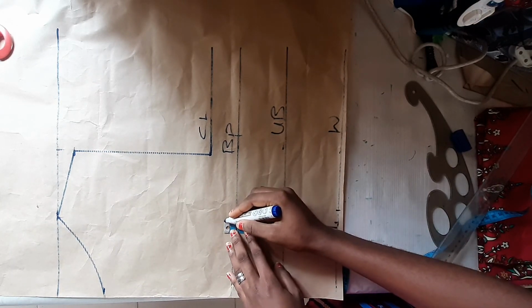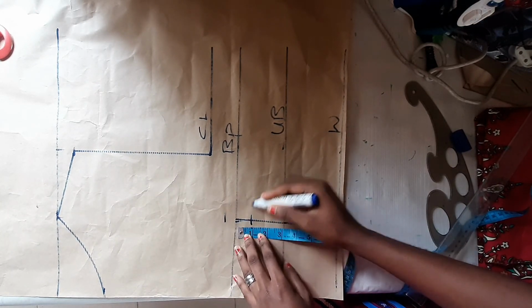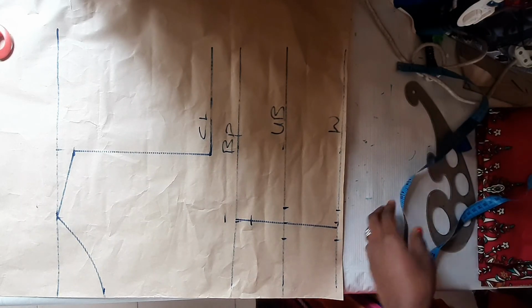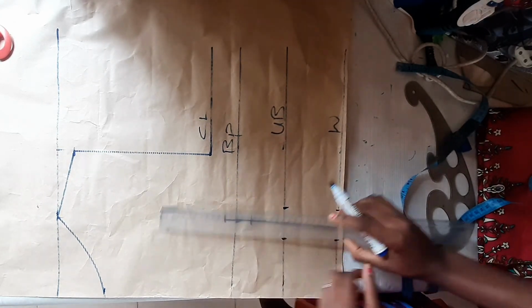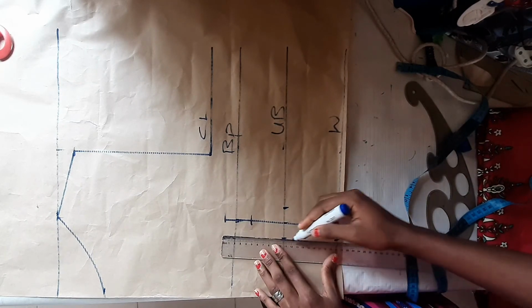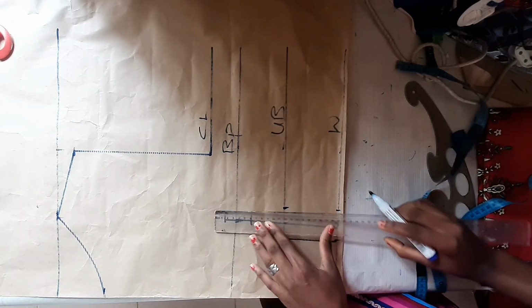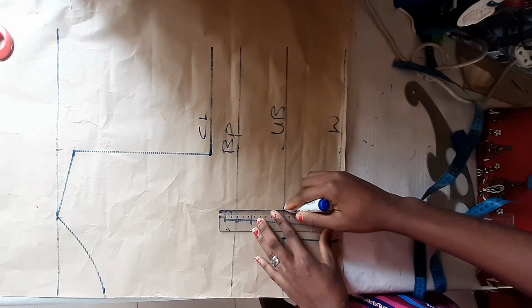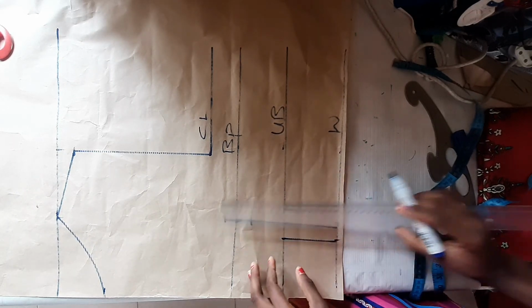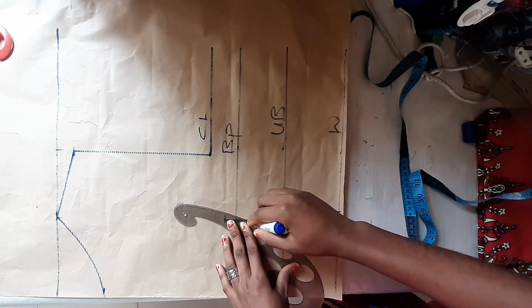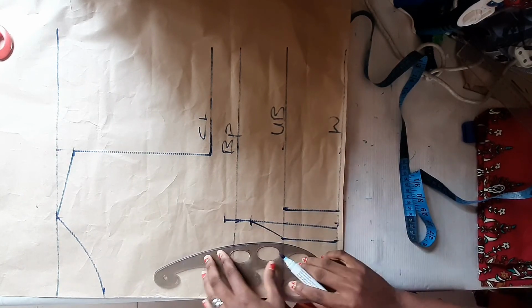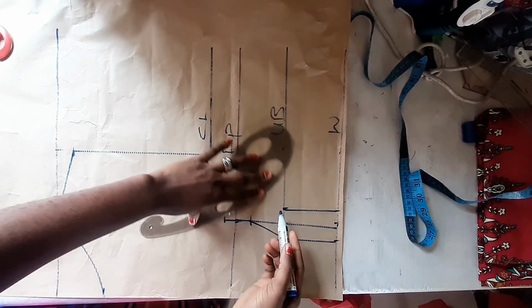On the bust point, go up by 1 inch and come down by 1 inch to avoid pointiness around your bustier. You're going to connect the 1 inch dart that you marked from the under bust to the waist. You're going to use your curve to connect from the upper part to the under bust.